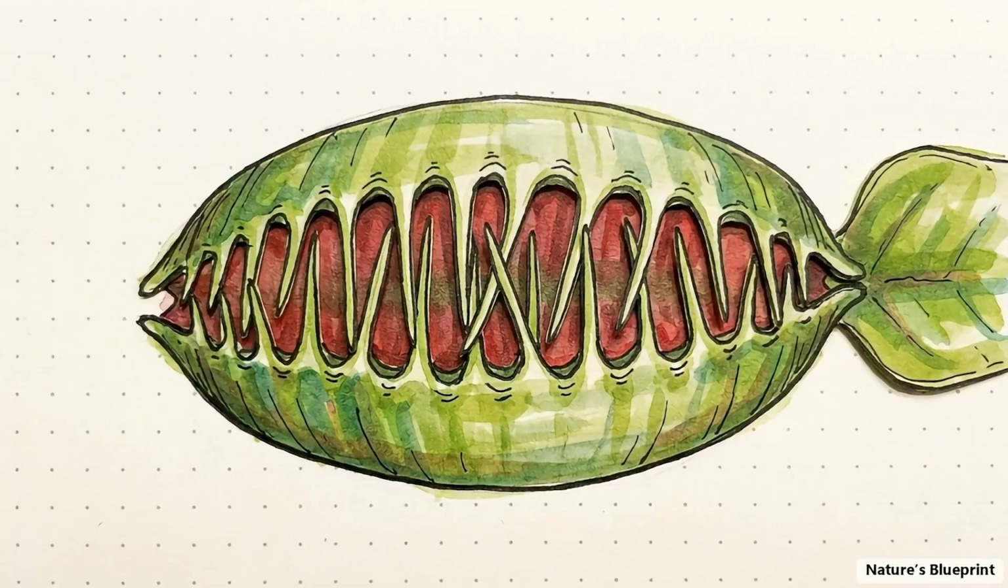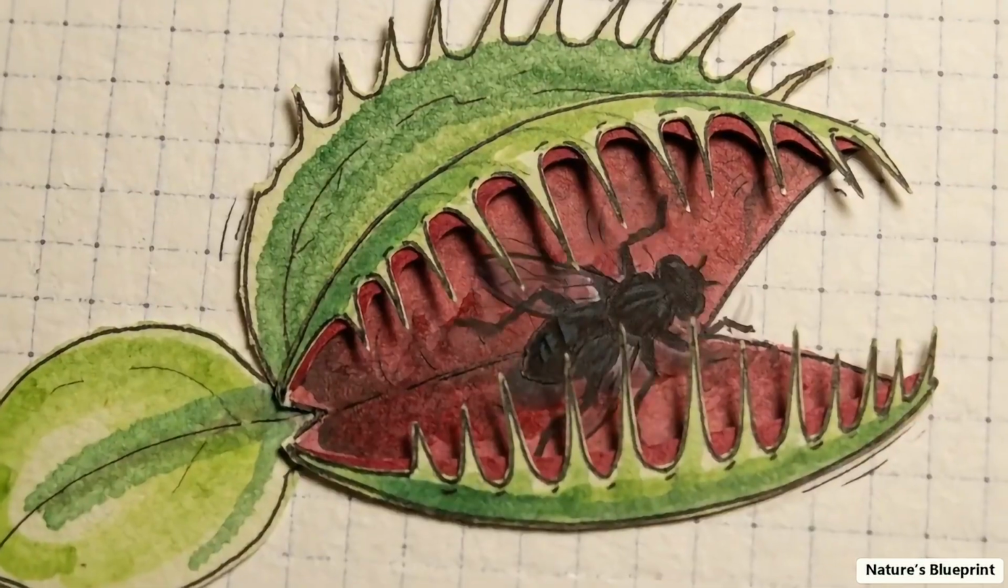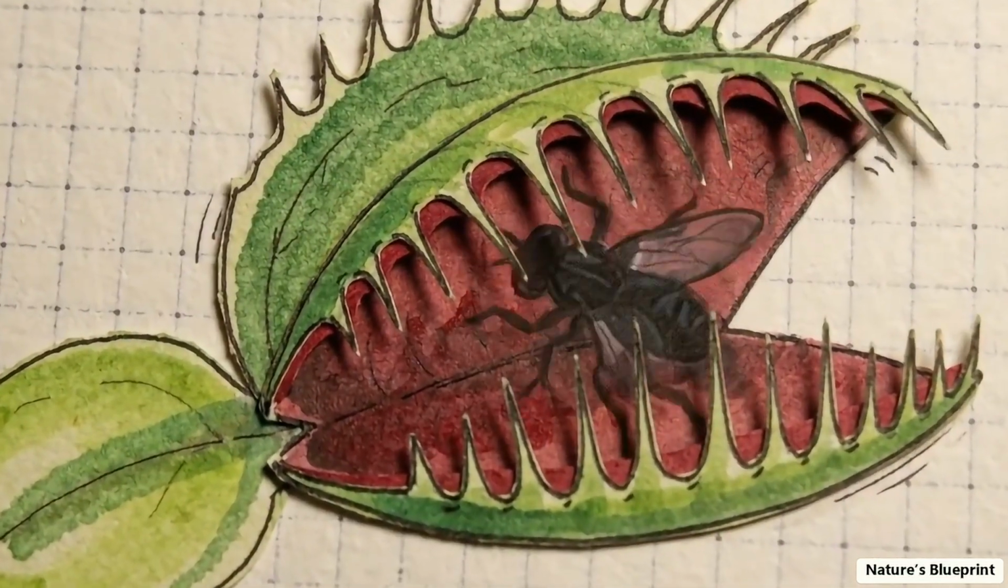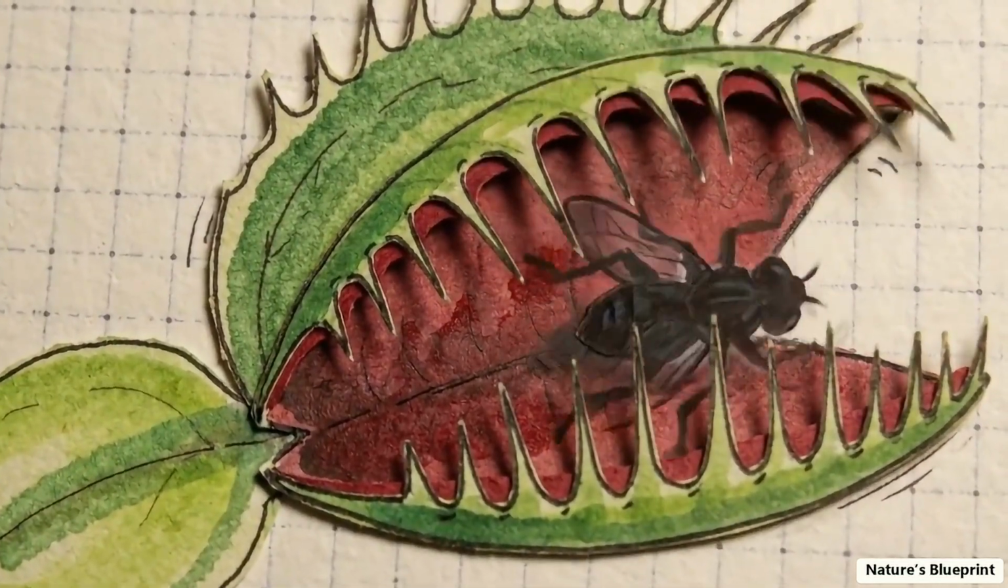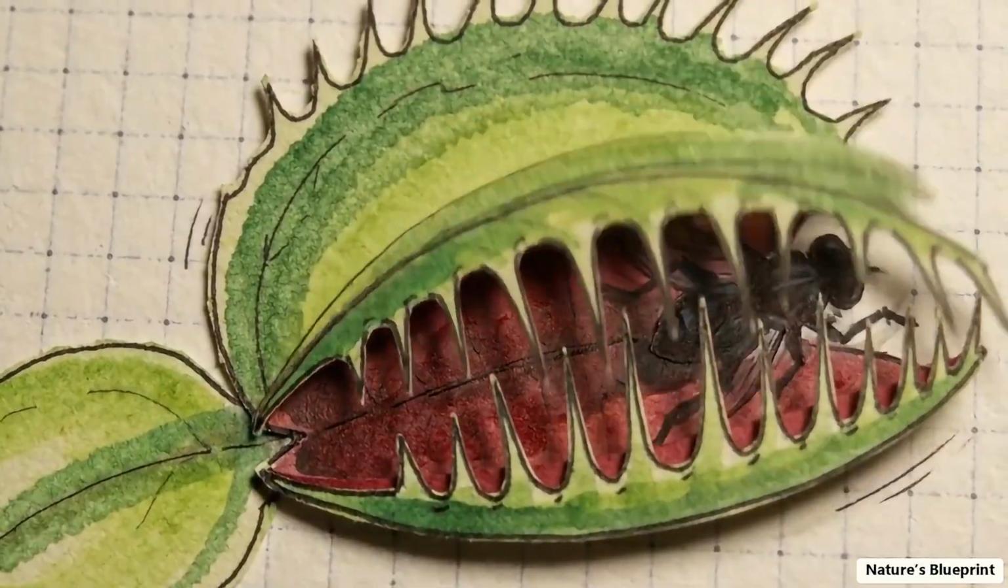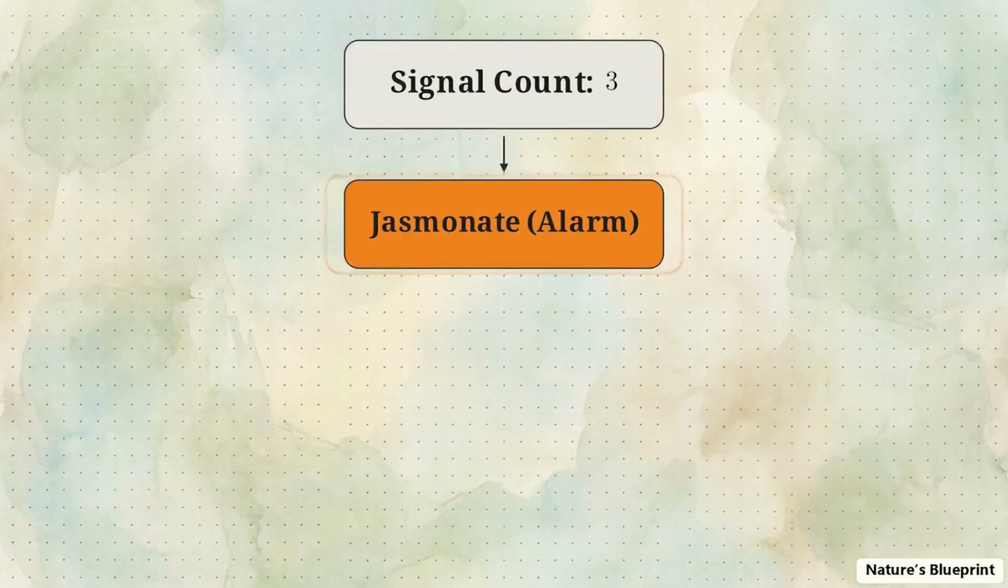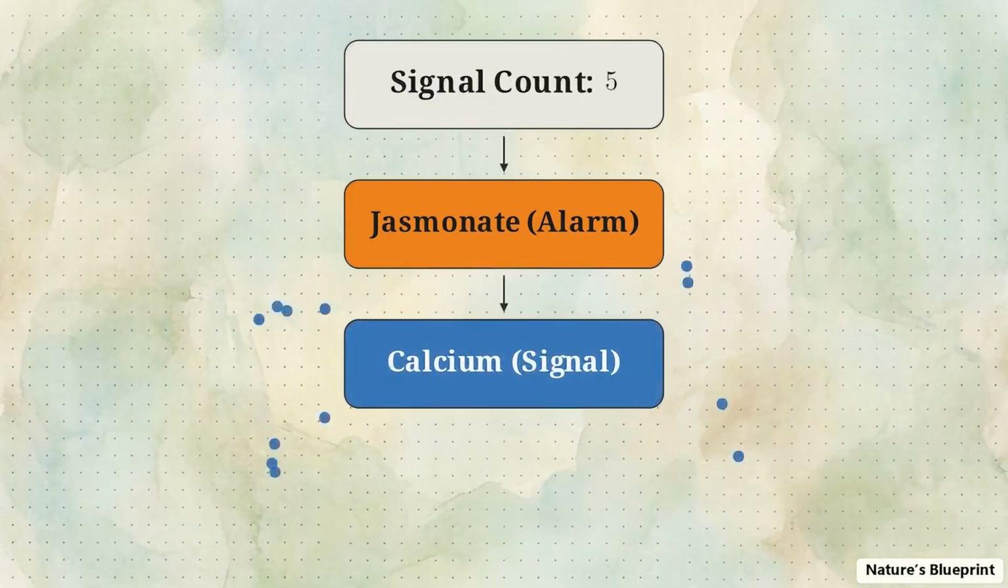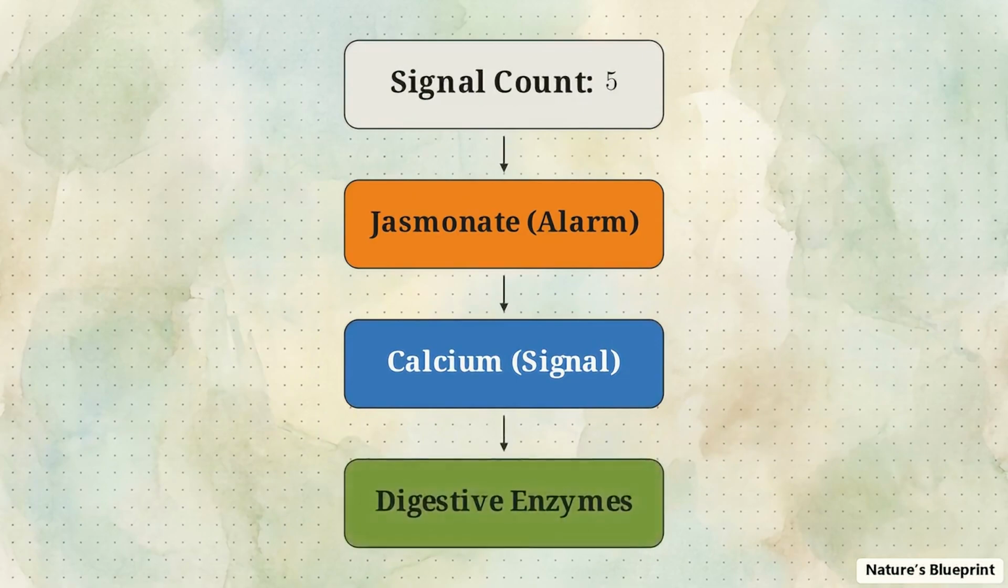Closing the trap is only the first gate. The lobes initially interlace loosely, leaving gaps while the plant waits for more evidence as the prey thrashes inside. At count 3, the plant produces an internal alarm hormone called jasmonate. This chemical signal prepares the system to begin digestion. Once the plant registers 5 signals, a flood of calcium particles enters the cells, finally triggering the digestive enzymes.